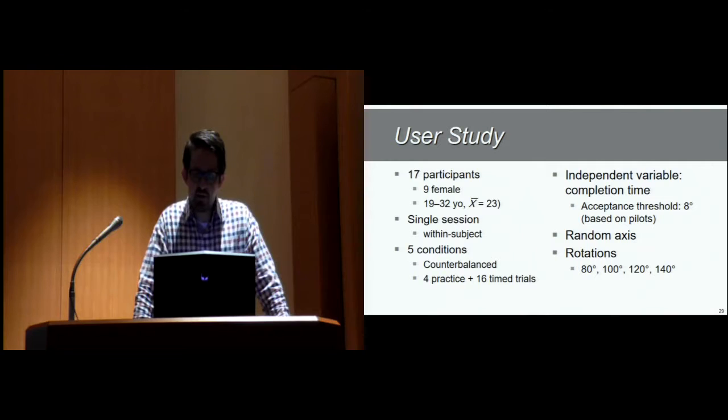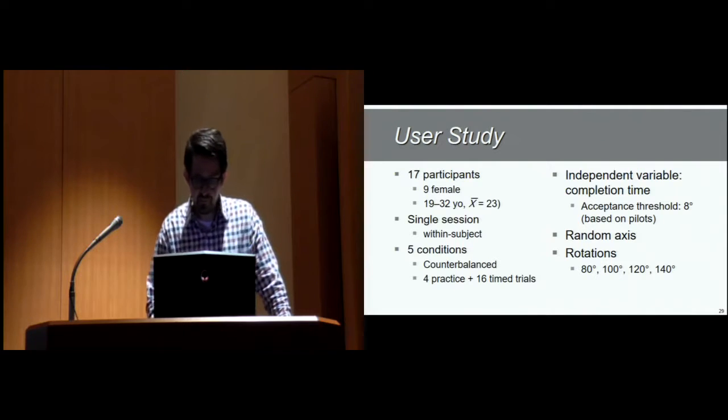And we had the system generate a random axis for each trial, but we didn't want too small or too large rotations to affect our timing data, so we had the system randomly choose between one of these 4 angles.